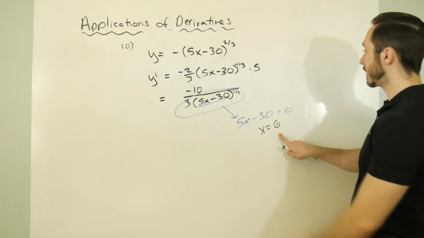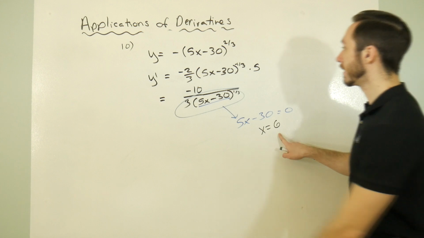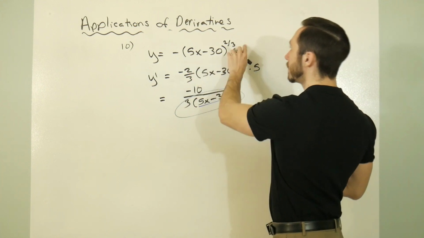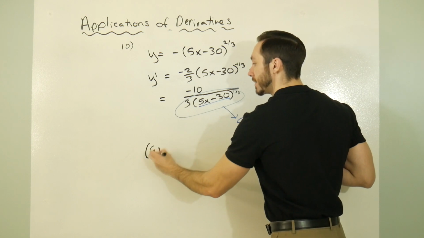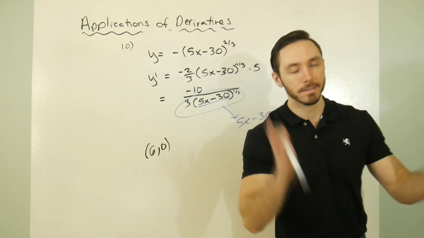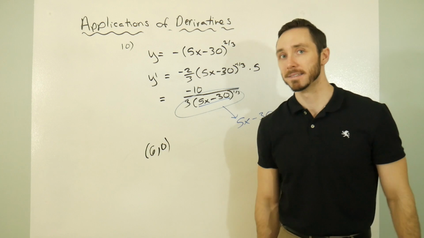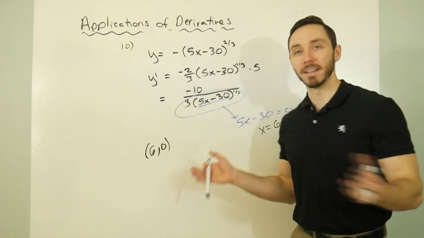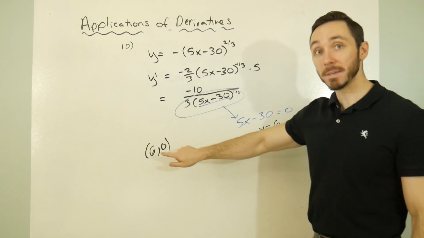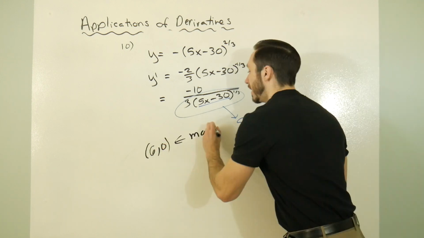If I plug this 6 in to our expression here, this is 0. 0 to the 2/3 is 0. So this is my guy. It's 6, 0. Is this a min or a max? How do I know if it's a min or a max? It's not too crazy. You just test numbers nearby. This is going to be then, therefore, a maximum.